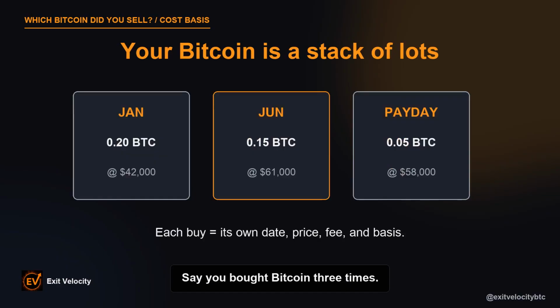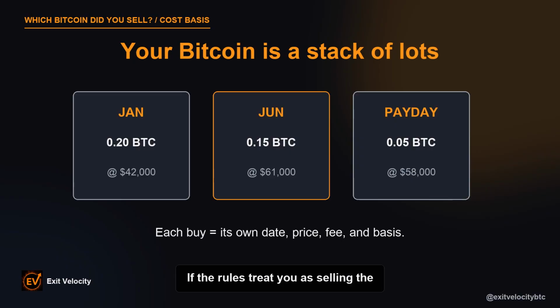Say you bought Bitcoin 3 times. In January, you bought a chunk at $42,000. In June, you bought more at $61,000. And on a random payday, you grabbed a little at $58,000. That is not one position. That is 3 separate lots, each with its own date, its own price, its own fees, and therefore its own cost basis. Now you sell a piece.